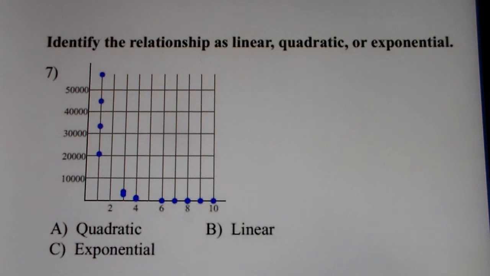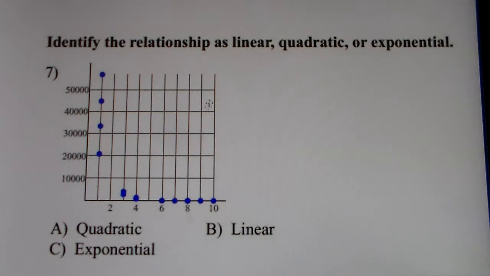Now looking at number 7 here. Our goal is to identify the relationship as a linear, quadratic, or exponential function. We talked about in class, linear means line. So if our dots make a line, or if it looks somewhat close to a line, then it's considered linear. Quadratic, as in a quadratic equation, they're going to look like U's. So the shape of these dots are going to look more like a U shape.